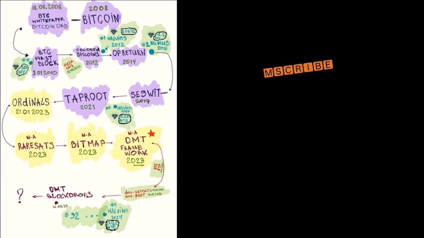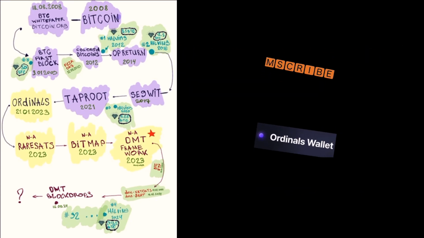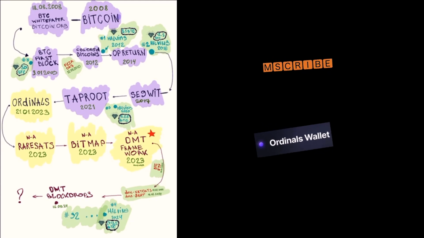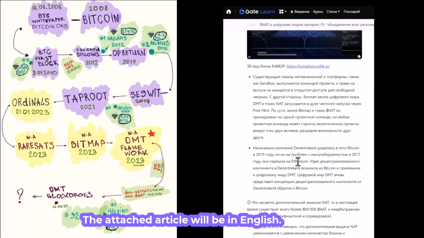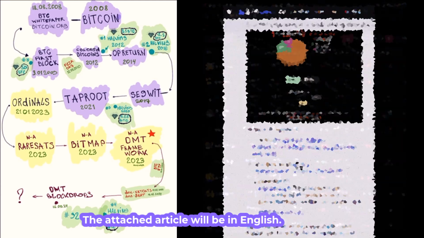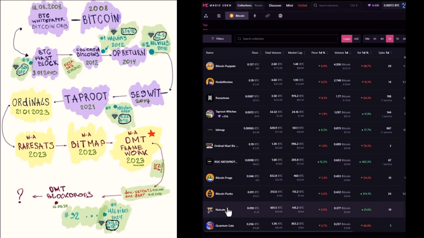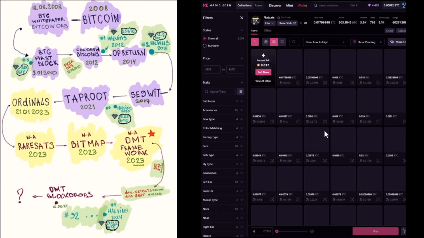You can purchase it on a Scribe or Ordinals wallet. Just make sure you purchase the correct token. I will put a decent article about NAT in the description box. Worth diving into before buying. DYOR. NFT Natcats are the same NFTs as on EVMs, but they are only issued under DMT rules.